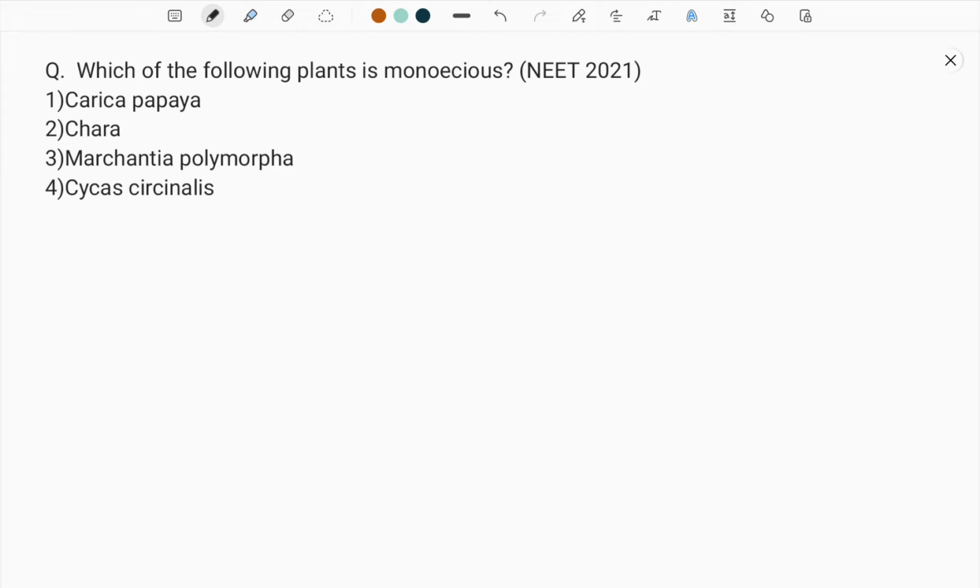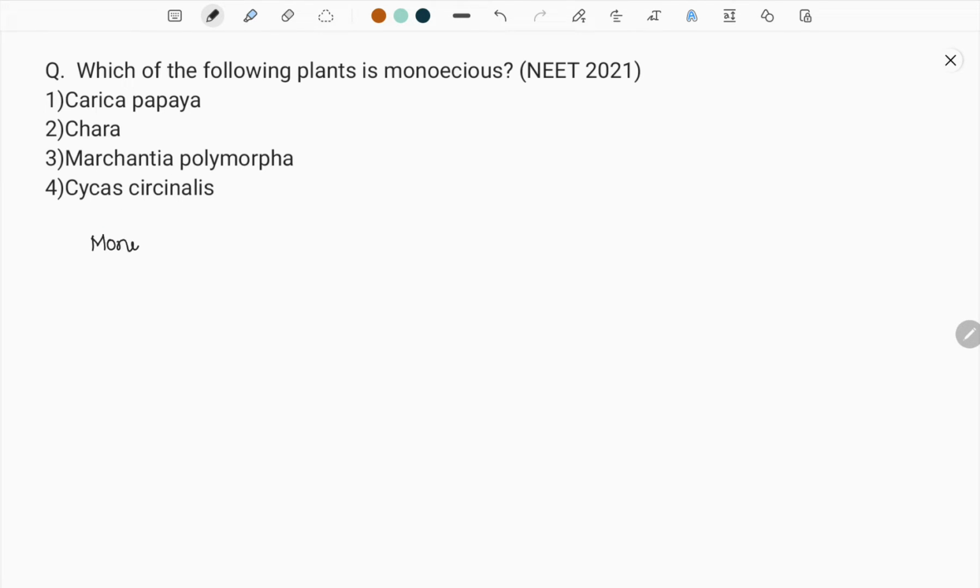This is another question from the reproduction in organisms. Again, plus 2. Which of the following plants is monoecious? It is something about the sexuality of the plant. We should know what is monoecious and what is dioecious.